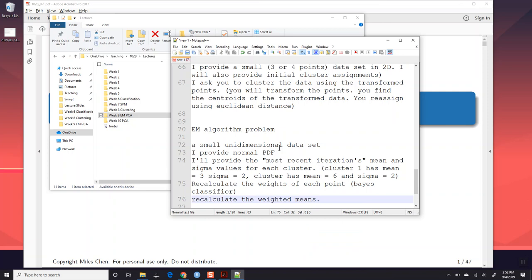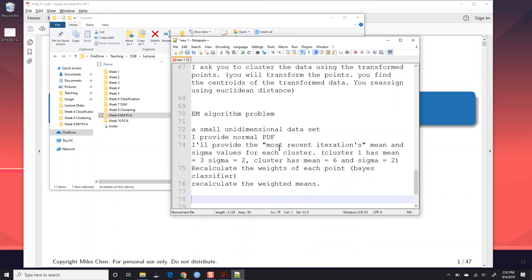I probably will not ask you to do the weighted standard deviations. I'll be nice about it, okay? But you'll have to recalculate the weights of each point, which is very similar to a Bayes classifier, and you'll recalculate the weighted means. Does that kind of make sense?